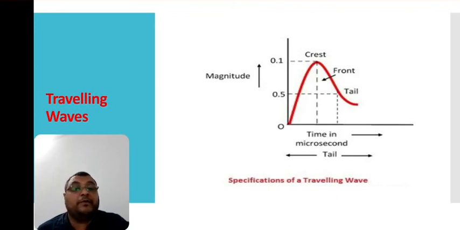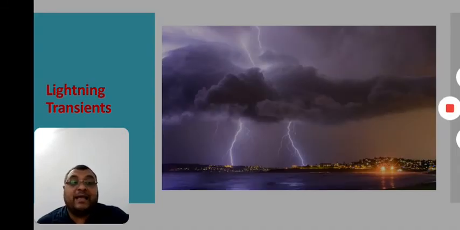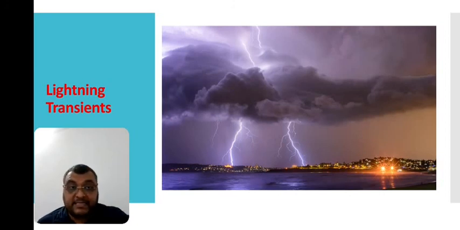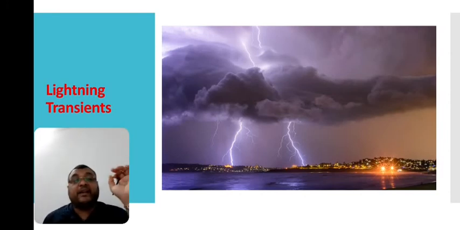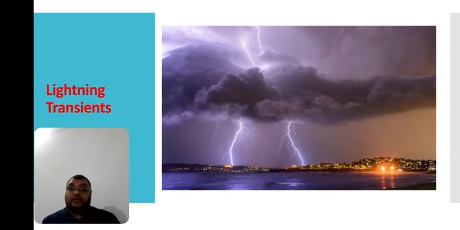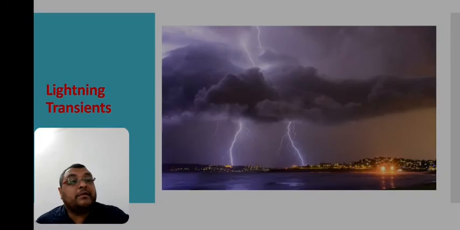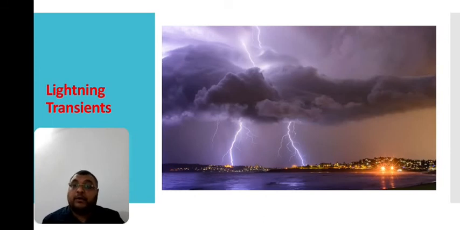Okay, now further we will talk about the lightning transients. This lightning transient is also a major reason for producing transients in the power system, and it affects the power system in several ways. Those transients can affect your power system in many ways: they have a small duration, but they have severe effects on the power system.